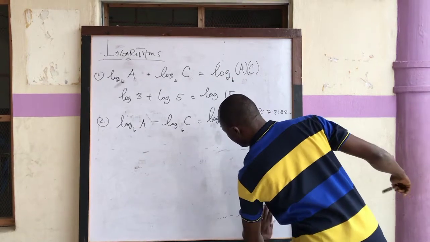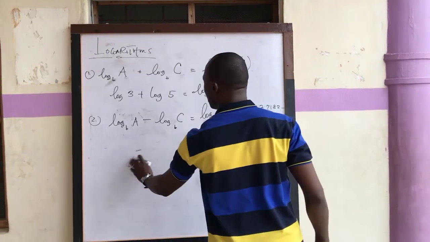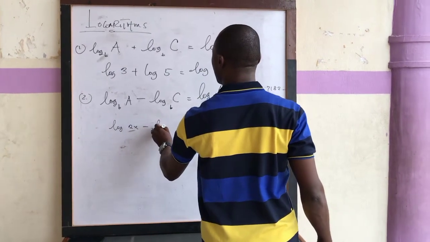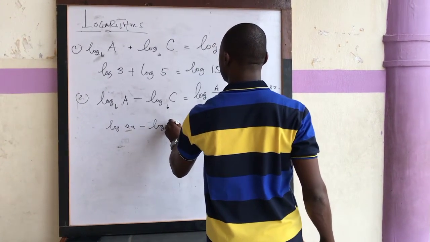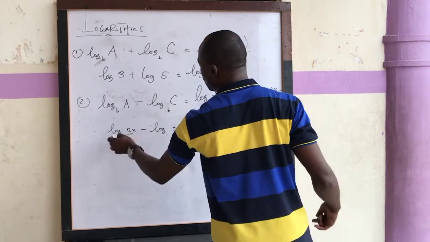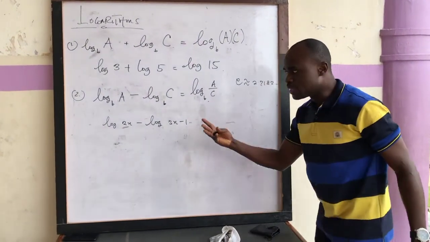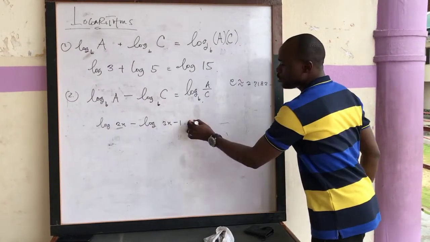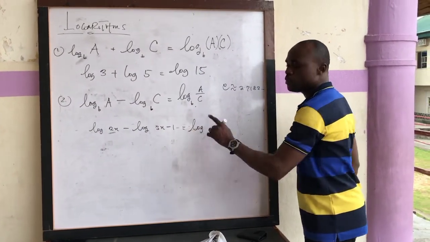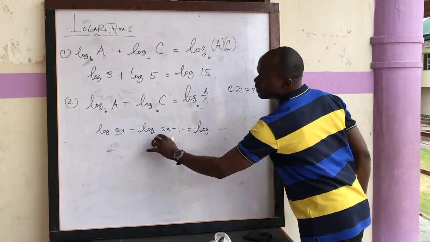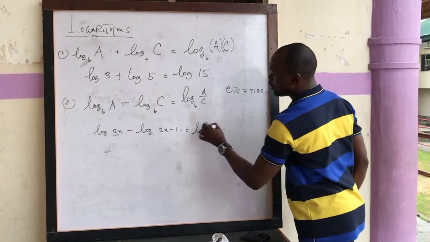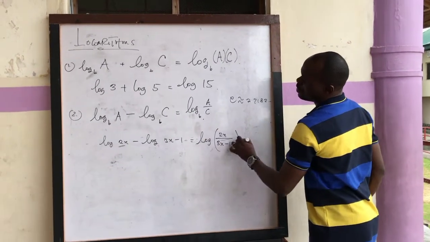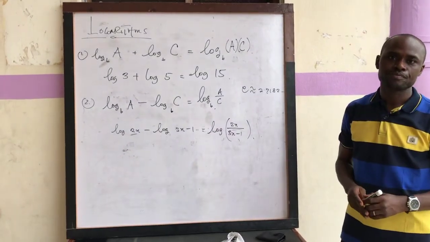So if we were to have something like log 2x minus log 3x minus 1, scary looking mathematics. The simple thing is that we have two logs, the bases are the same, which is base 10. Just simply write a single log to represent the two logs, and since this is subtraction, we are going to have 2x divided by 3x. That is what the law is telling us to do.